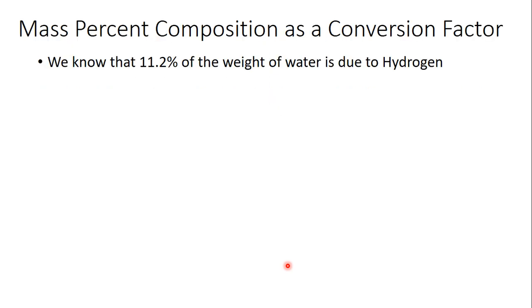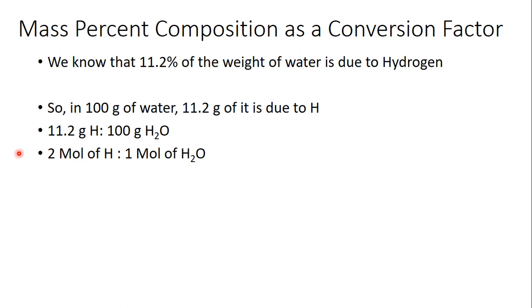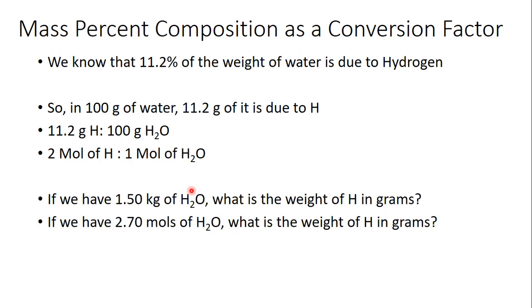So what's the point of doing this? Well, we can use this mass percentage as a conversion factor. So in the previous slide, we just figured out that 11.2% of the weight of water is due to hydrogen. So in 100 grams of water, 11.2 grams of it is due to hydrogen. Or another way to say that is for every 100 grams of water, we have 11.2 grams of hydrogen. And if we look at the molecular formula for water, H2O, we know that 2 moles of hydrogen are there for every 1 mole of H2O.